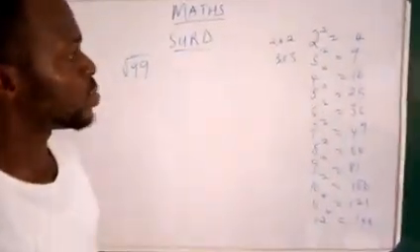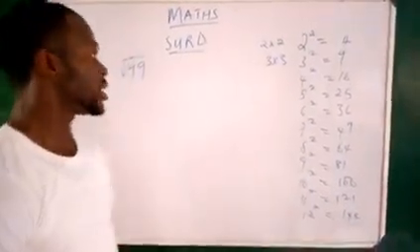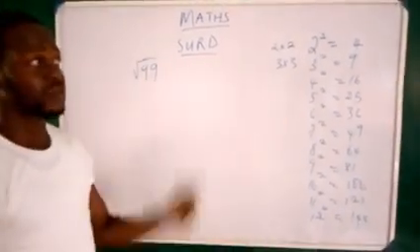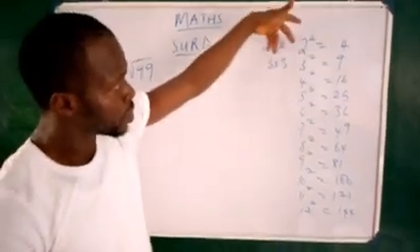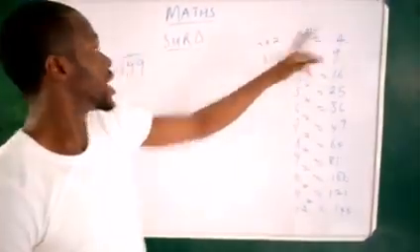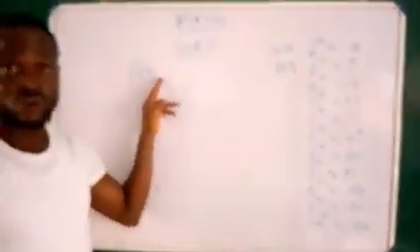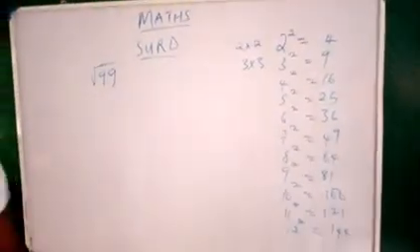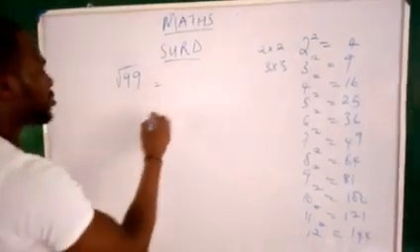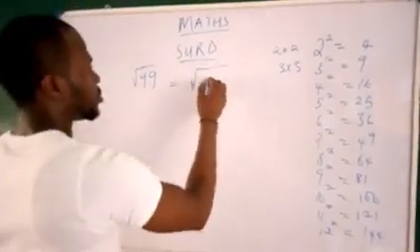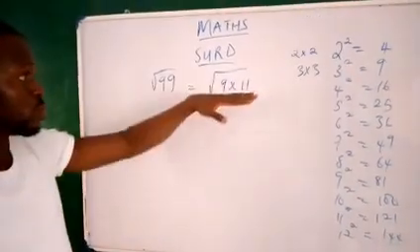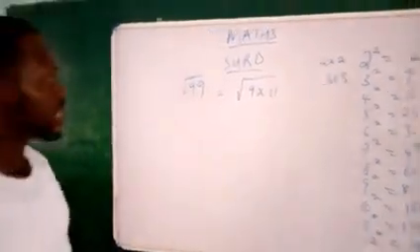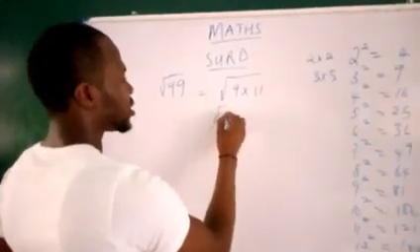Looking at these numbers, we can use a number from these squares to break this down or to simplify it. Let's check from 2 to 12. The square of 2 gives us 4. Can 4 break this down? No. We'll go to the next number, 9. Can 9 break this down? Yes. So using 9, we will have 9 times 11, which we know will give us 99.